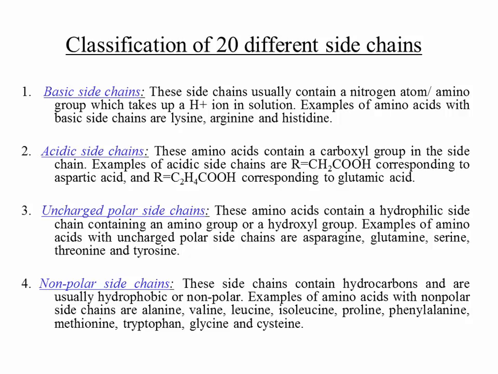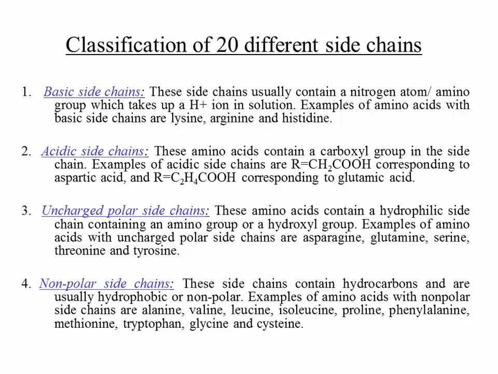Then you have the uncharged polar side chains. These amino acids contain a hydrophilic side chain containing an amino group or a hydroxyl group. Examples of amino acids with uncharged polar side chains are asparagine, glutamine, serine, threonine, and tyrosine. And then non-polar side chains, and these will probably have hydrocarbons.